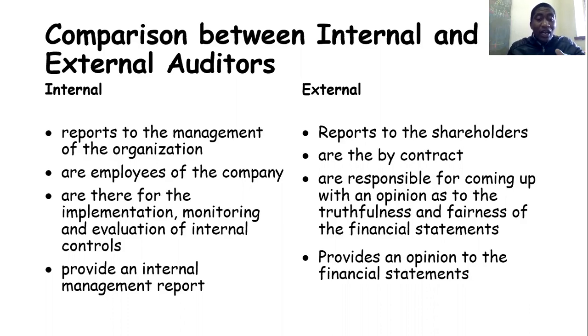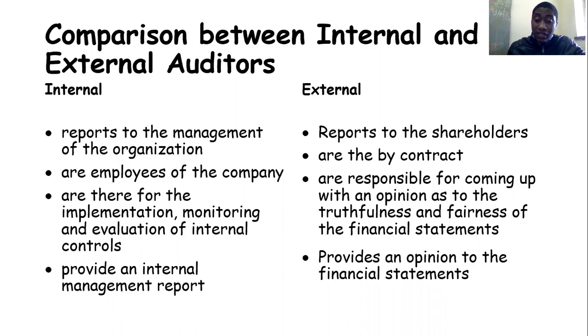The management are coming up with the internal controls, right? So they need someone who's going to implement these internal controls, someone who's going to monitor them, and someone who's going to evaluate to what extent they are safe. Then the external auditor reports to shareholders or to those charged with governance, is employed on a contractual basis, and is responsible for giving an opinion on whether the financial statements are true and fair.